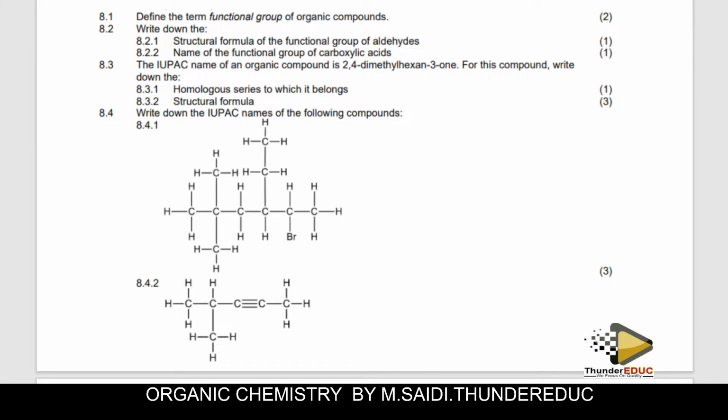They're asking for the structure formula of the functional group of aldehydes. Remember, aldehydes are at the terminal. It is a group of atoms. So aldehydes react the way they react because of this group of atoms which you see there. You understand?